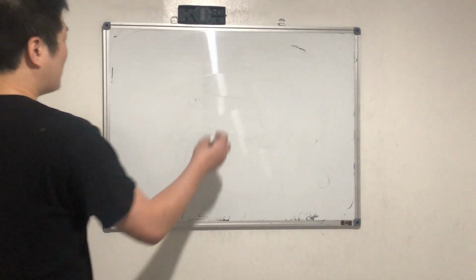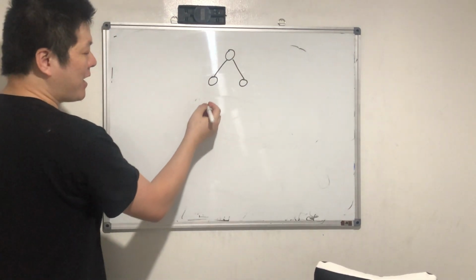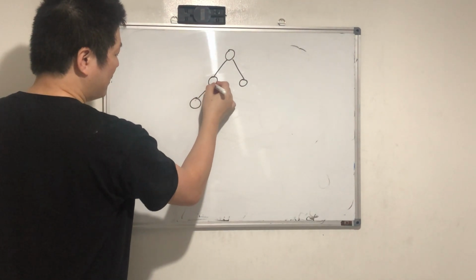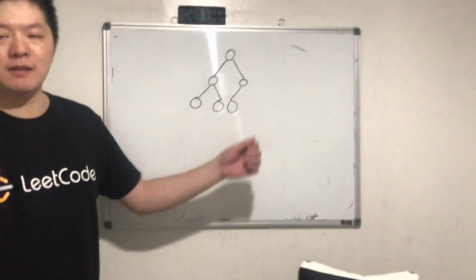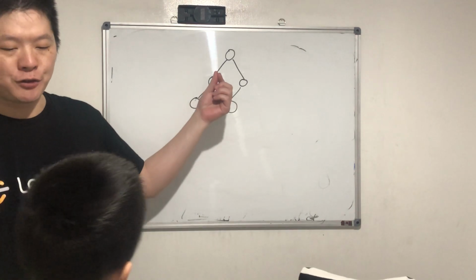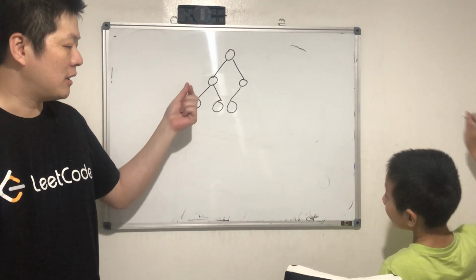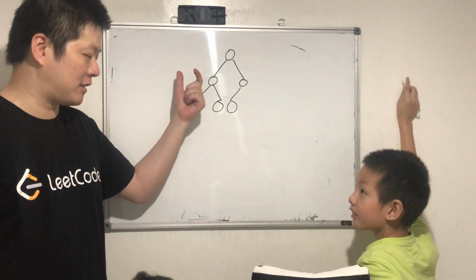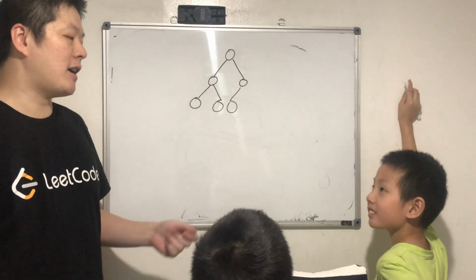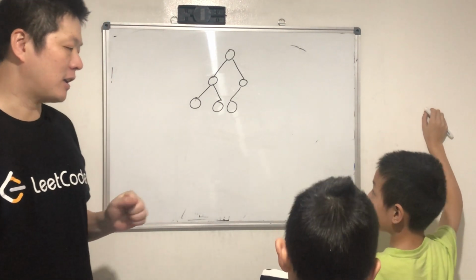Good. Okay. So let me draw a tree. A binary tree. We know the binary tree. What does binary mean? 2. It means that any node in the binary tree can have at most how many kids? 2 kids. And every node except which node does not have parents? Root. And how many parents does one node have, except the root? 1. Yes.